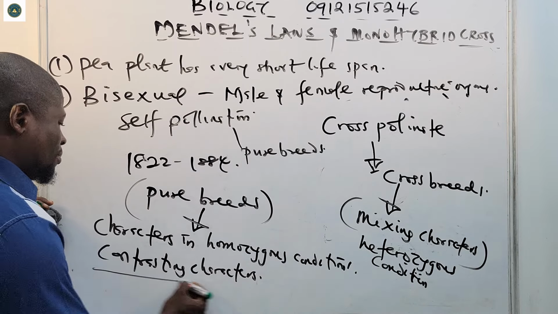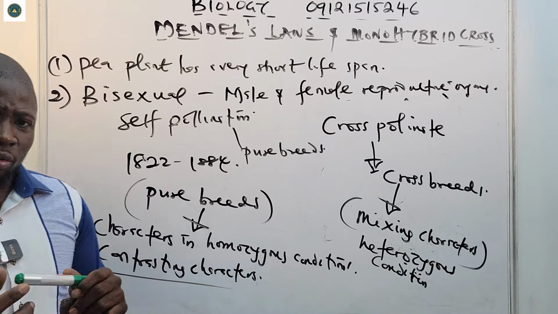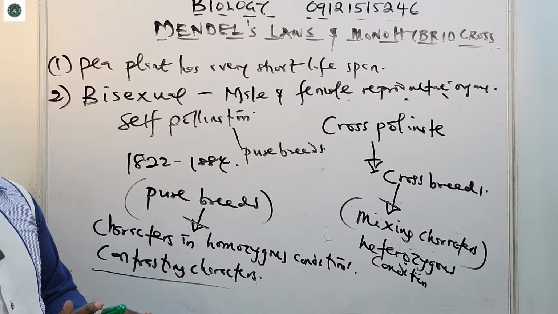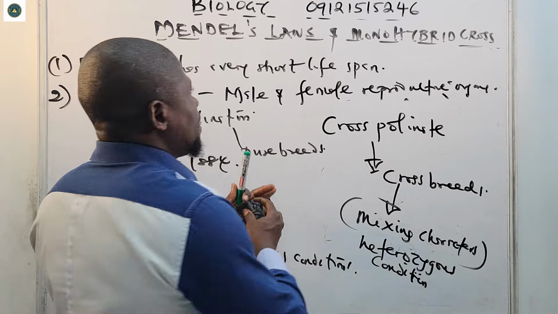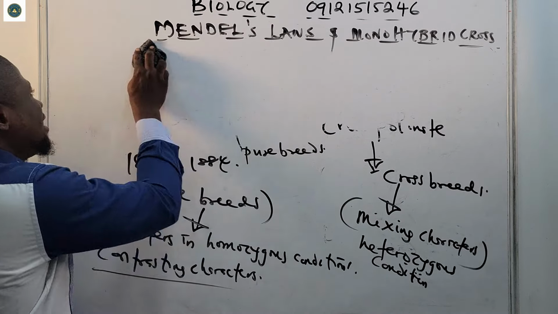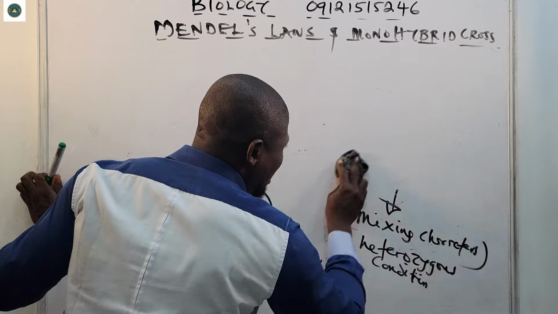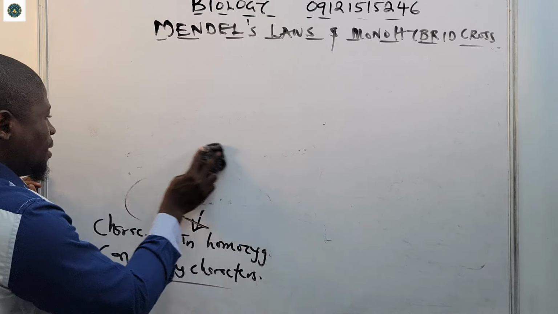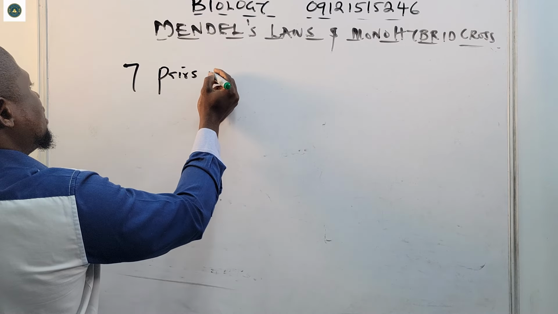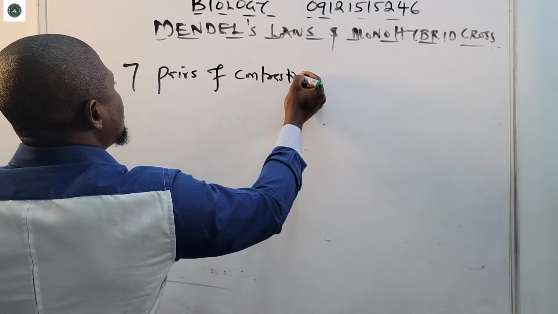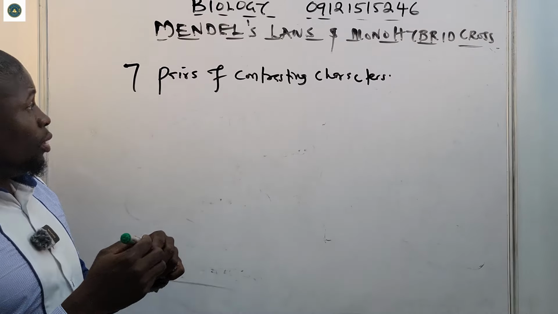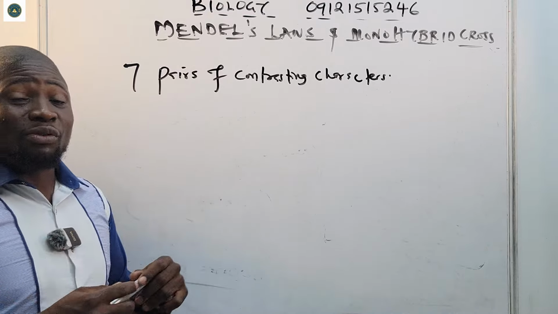Characters. All right, so Mendel's reason for choosing a pea plant is not far-fetched. Why did he choose the pea plant? They are contrasting characters. Pea plants have 7 pairs of contrasting characters. So you can see why he chose the pea plant. Pea plants have 7 pairs of contrasting characters.